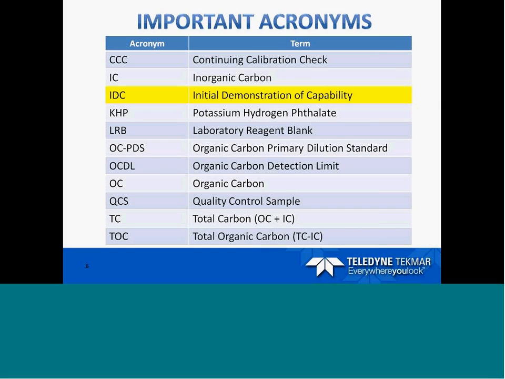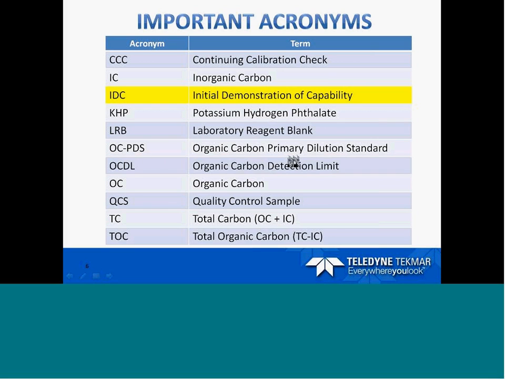Now, like all of our favorite parts of methods, in any methods that we run, we come across a lot of acronyms. These are not a list of all the acronyms that are used in the method, but a highlight of those that we're going to be focusing on today. Your CCC is a continuing calibration check. Your IC is inorganic carbon. IDC, initial demonstration of capability. KHP, potassium hydrogen phthalate. This is what's used for your calibrations and your continuing calibration check standards. Your LRB, laboratory reagent blank.